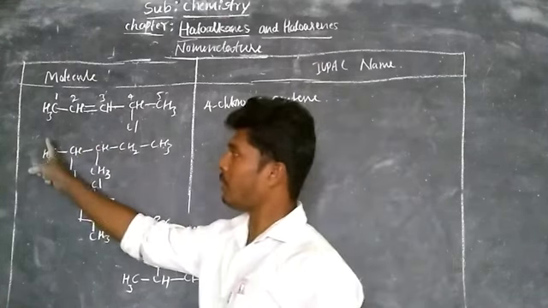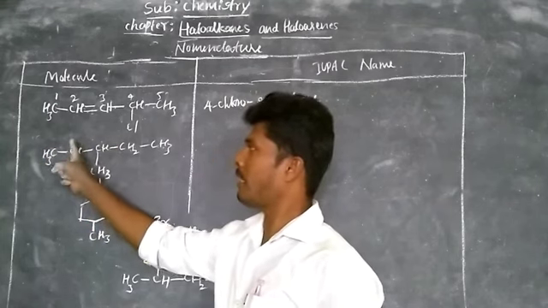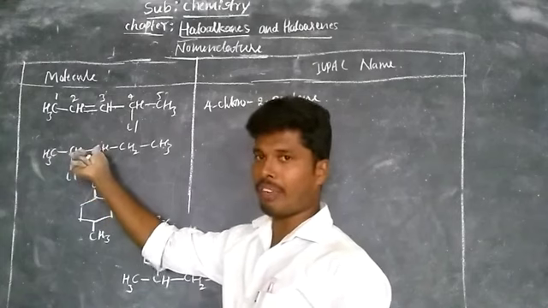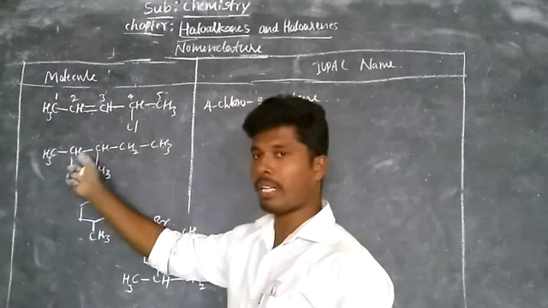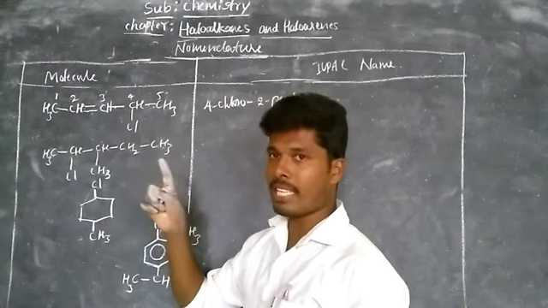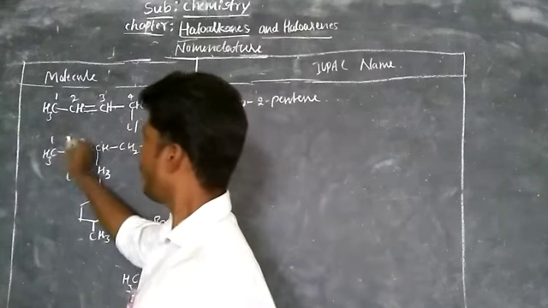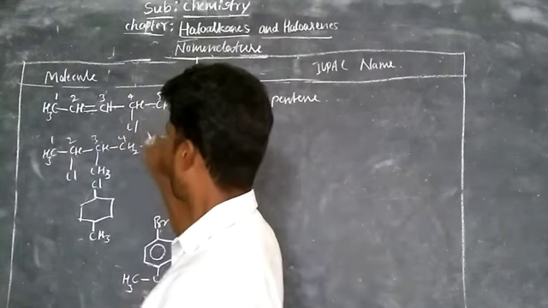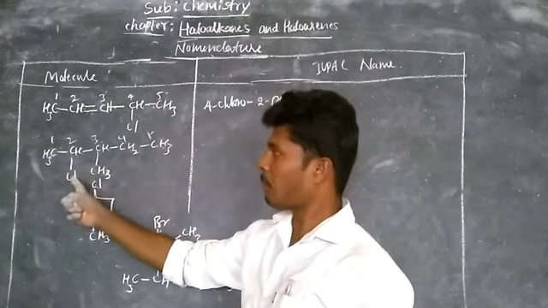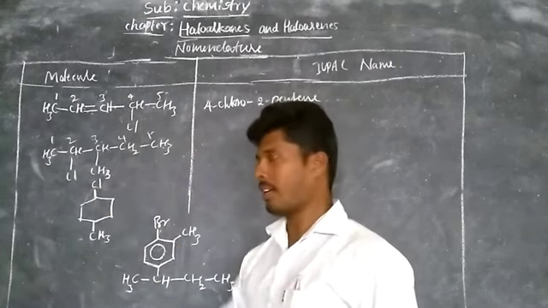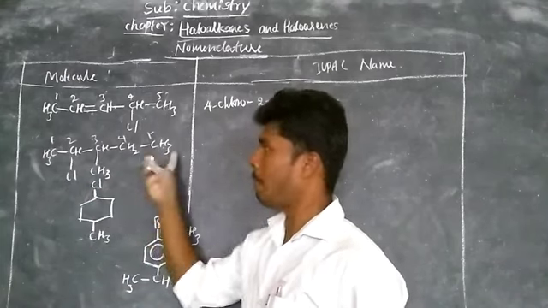But on this side, 1, 2, 3, 4, 5, that is 2 and 3. 2 plus 3 is 5. When numbered from this side, 2 plus 3 comes to 5. When numbered from the other side, 3 plus 4 comes to 7. Since 7 is higher, we must number from this side: the lowest sum rule. That is 1, 2, 3, 4, 5. Now at the second position there is a chlorine, at the third position there is a methyl. Now write in alphabetical order. That is 2-chloro-3-methylpentane.